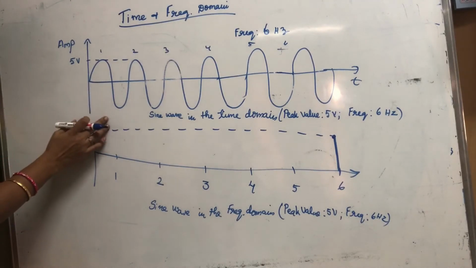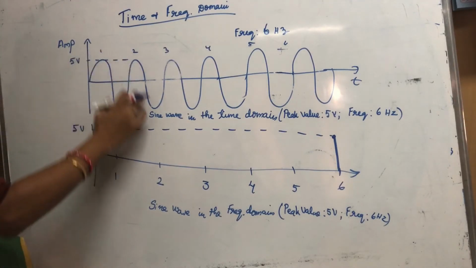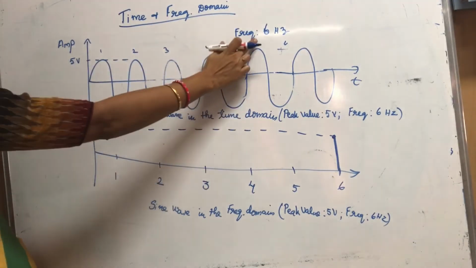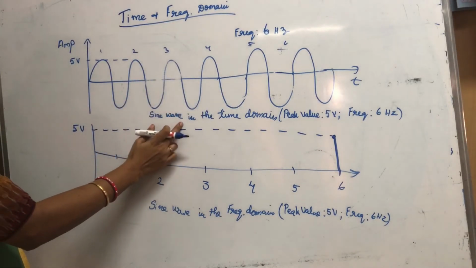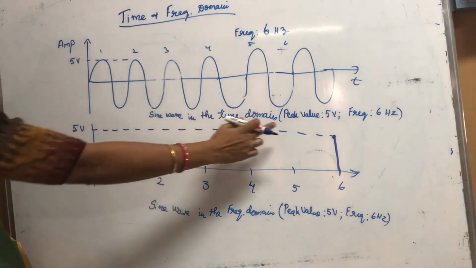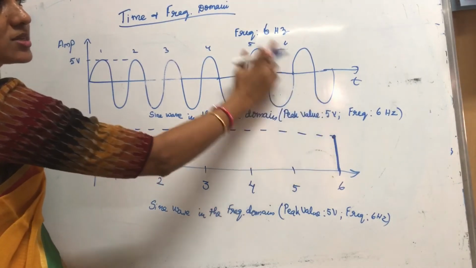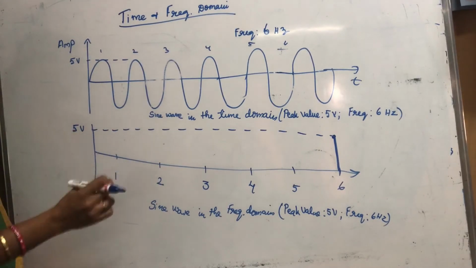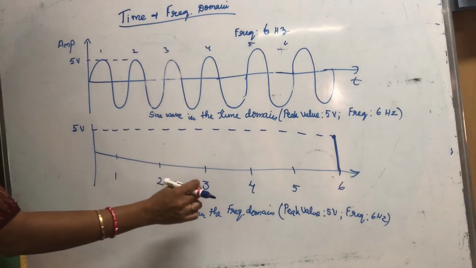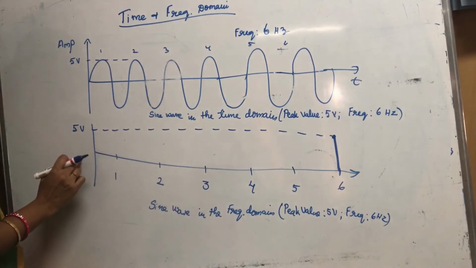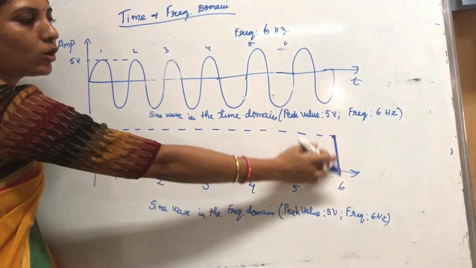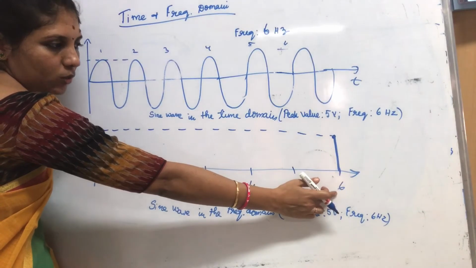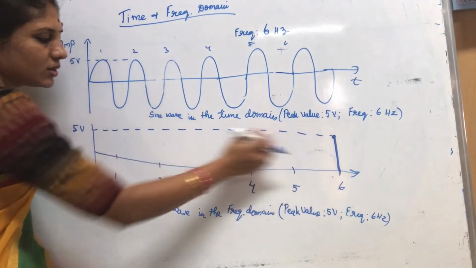First, coming to this time domain plot, you can see a sine wave where the amplitude is 5 volts and the frequency is 6 hertz. This is a sine wave in the time domain, with a peak value of 5 and a frequency of 6 hertz. In the frequency domain, only one single spike is used to represent the relationship between the amplitude and the frequency. The position of the spike tells you the frequency, and the height of the spike tells you the amplitude.